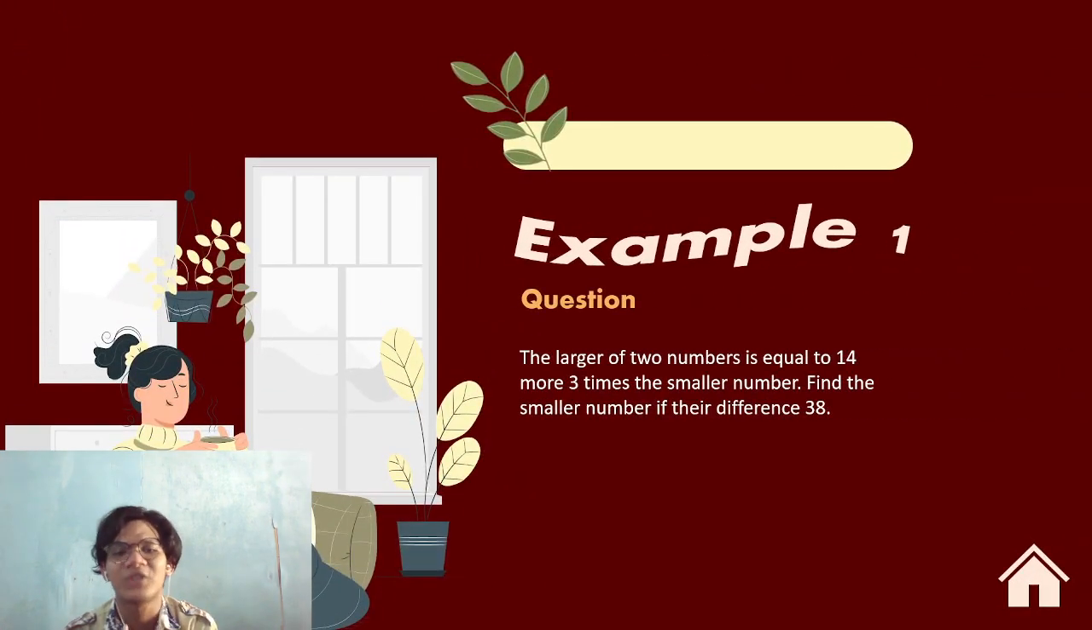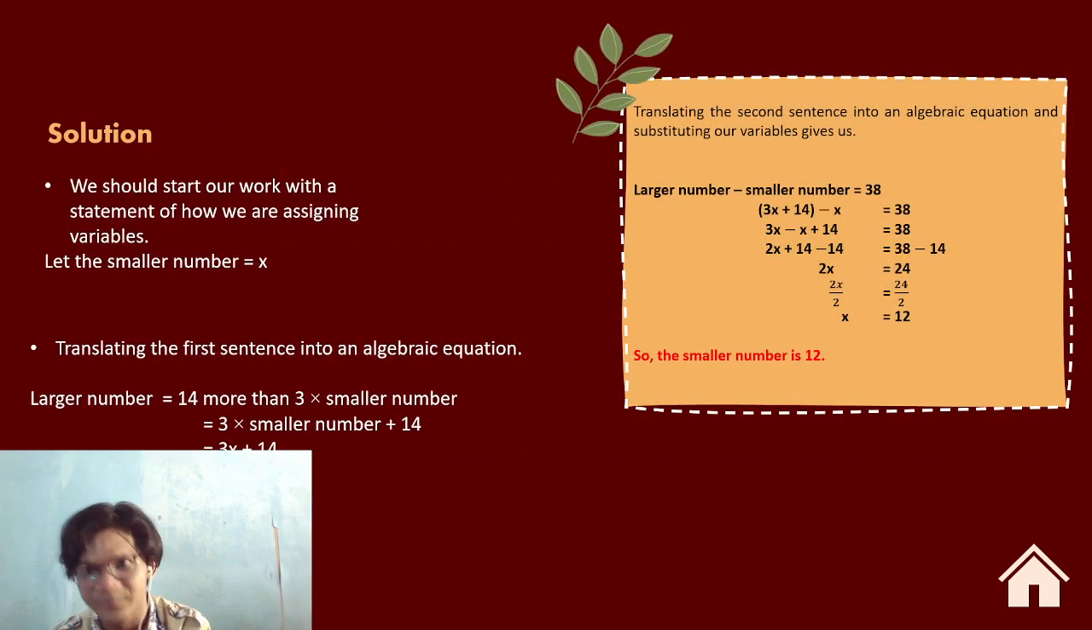Example 1: the larger of two numbers is equal to 14 more than 3 times the smaller number. Find the smaller number if their difference is 38. The solution is we should start our work with a statement of how we are assigning variables. Let the smaller number be x. Translating the first sentence into an algebraic equation, the larger number is equal to 14 more than 3 times the smaller number, which is 3 times the smaller number plus 14. Then we got the larger number is 3x plus 14, x for the smaller number.